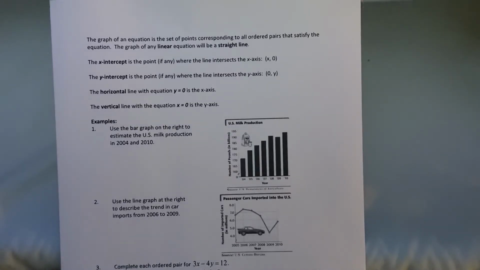Just as I said, the x-intercept is a point on the x-axis, which is going to be some value for x and 0 for y. The opposite for y-intercept, 0 for x, some value for y. And the horizontal line, the x-axis, is also the line y equals 0. The vertical line, that's the y-axis, is also the line x equals 0.